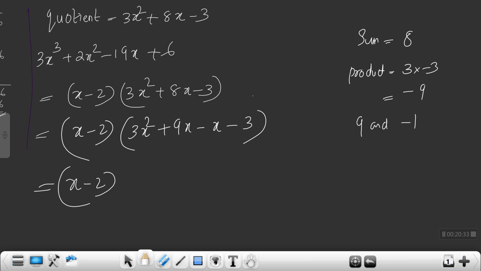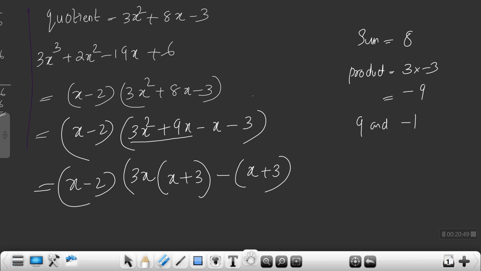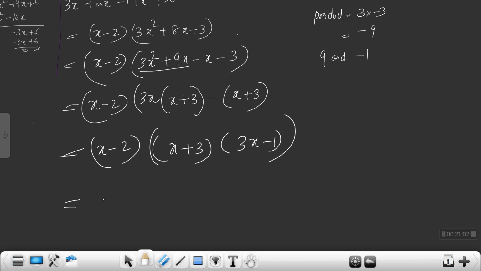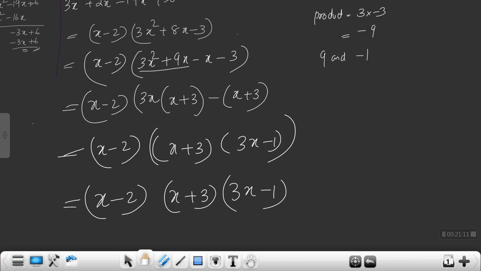That is x minus 2 into, group the terms and take the common term outside. That is 3x is common here, so 3x into x plus 3. Here, negative is common, so negative of x plus 3. And in this term, x plus 3 is common. So, we write x minus 2 into x plus 3 into 3x minus 1. That is our polynomial equals x minus 2 into x plus 3 into 3x minus 1. That is, x minus 2, x plus 3, 3x minus 1 are the factors of the given polynomial. Thus, we factorize the polynomial completely.